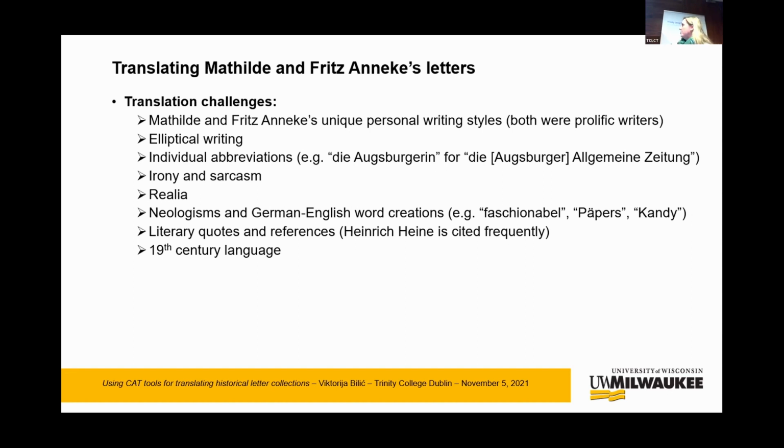For example, fashionabel for fashionable, or she says die Papers, meaning the newspapers, the papers, or just spelling candy the German way, things like that. And another challenge were literary quotes and references. Heinrich Heine, whom she kind of knew a little bit, is cited frequently. And of course, when she cites him, she doesn't say, "Dear Fritz, I'm going to cite Heinrich Heine now," but it just appears in the middle of a sentence with no quotation mark.